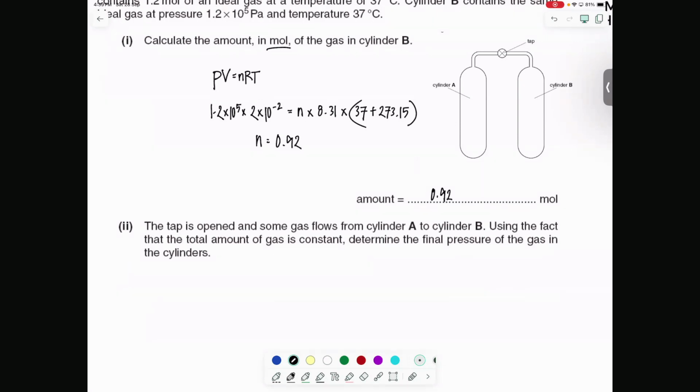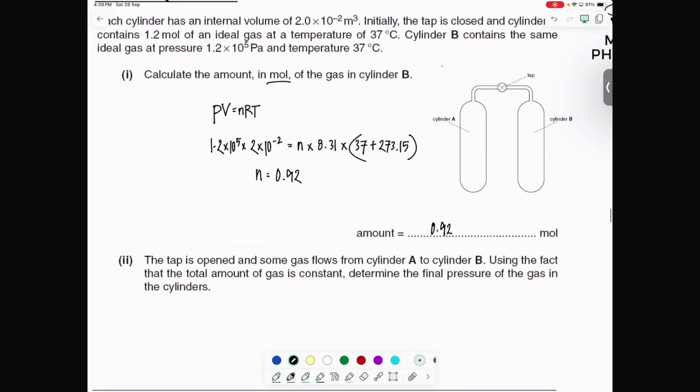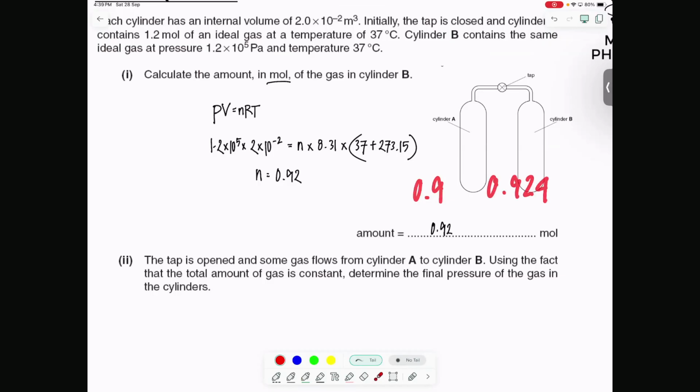Technically, you're not doing anything wrong by writing more figures. But which one would be a better answer, 0.9 or 0.924, let's say? Which one is more appropriate here? So the correct answer is actually this. The reason is that none of your information here has 3 significant figures, so writing that many is risky, because how did you get so much significance? So you can always round down, not up.